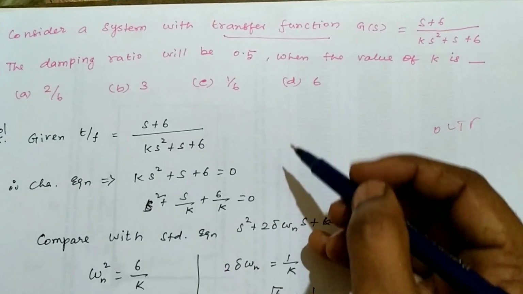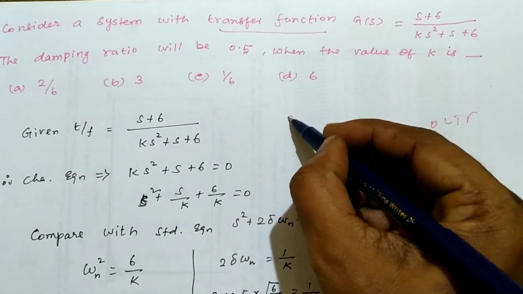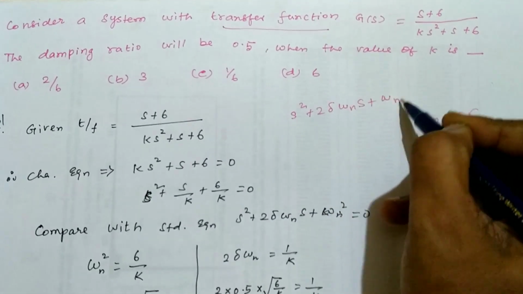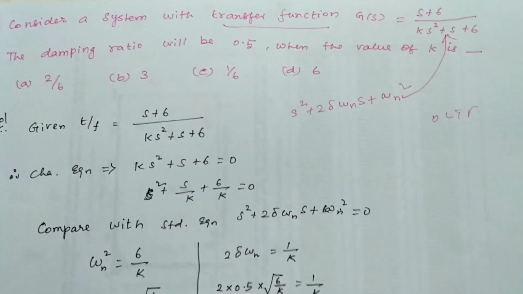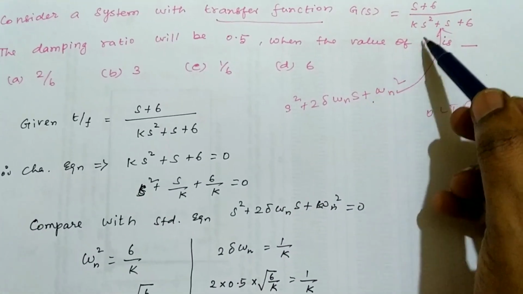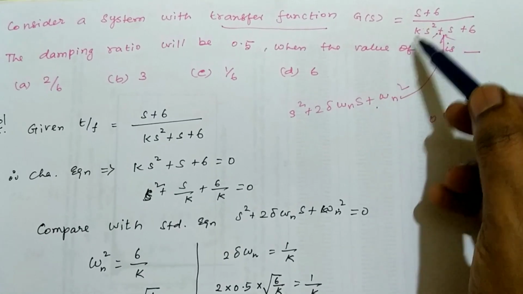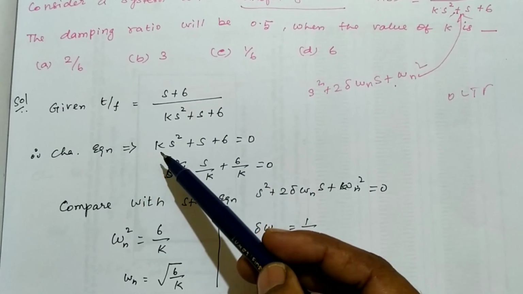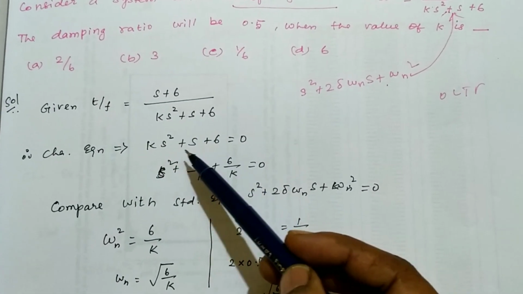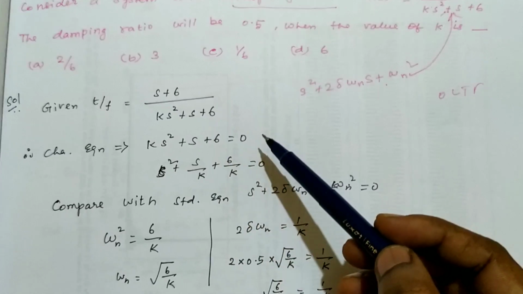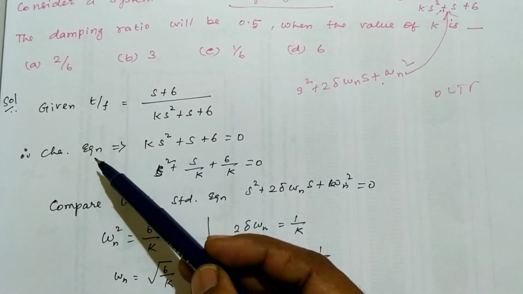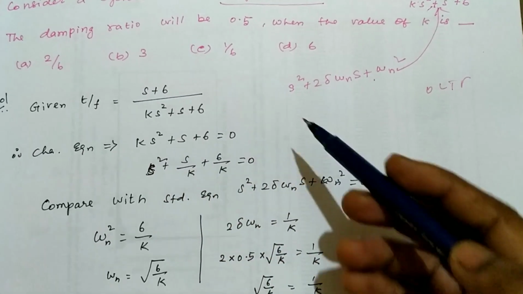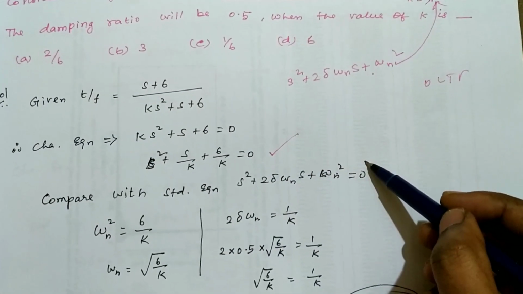Now you see the standard form denominator: we have s square plus 2 delta omega n s plus omega n square. So it is in standard form. So compare this with the standard equation. Given the transfer function, the characteristic equation is nothing but the denominator of the transfer function, so the denominator of the transfer function is equal to 0. That is the characteristic equation. So dividing by K, we have the term like this. Now compare with the standard form.